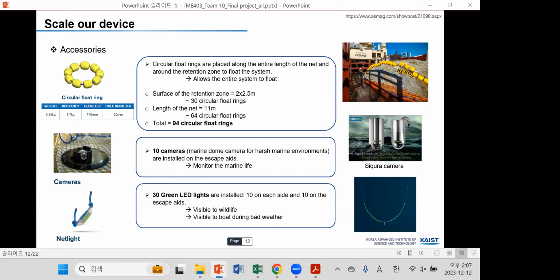And then next for the accessories, we're going to use the circular float ring to allow the entire system to float. We wanted to use as many float rings as possible, because the more buoyancy we have, the more marine debris we can collect at a time. So 30 circular rings for the retention zone and 64 along the length of the net. And then we wanted to use 10 cameras to monitor the marine life and 30 green LED lights to be visible to the wildlife and the boats, even during bad weather.